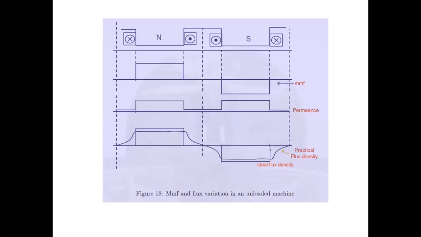MMF, magnetomotive force, main field permeance, and practical flux density. Flux density is very important to note also. The flux wave, practically, will be in square shape, but not exactly a square wave. It is a disturbed square wave. Ideal flux density will be exactly a square wave, but practically it is not a square shape. These waveforms will come in the competitive examinations.